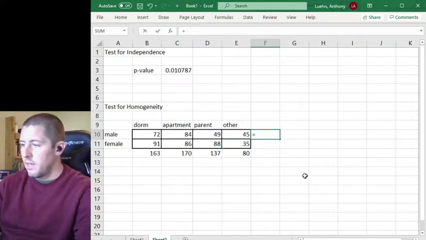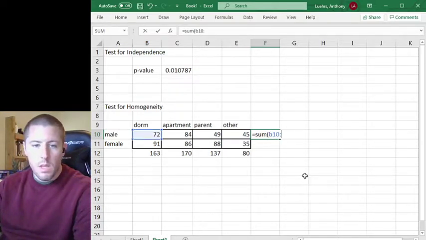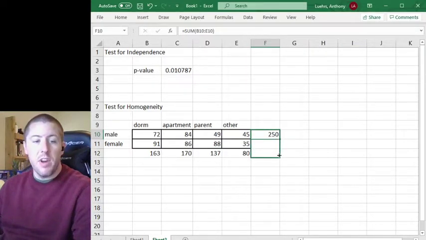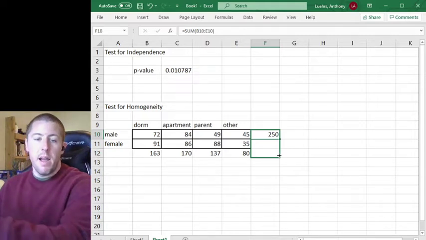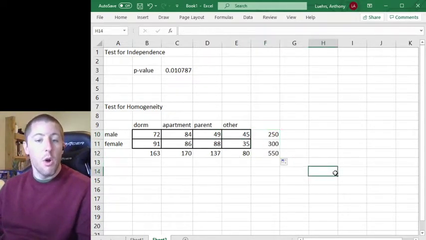Over here, similarly, I'm going to do equals sum. What's my sum here? It looks like B10 through E10. And again, I can now drag this down and it will figure out the associated parts. I can even drag it down in the bottom right, because it will add up that bottom row and get me the 550 I knew to expect.